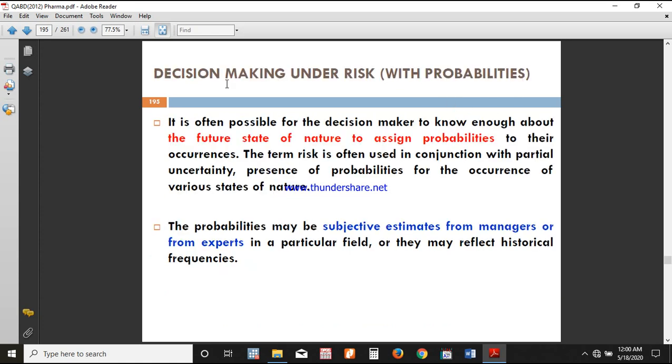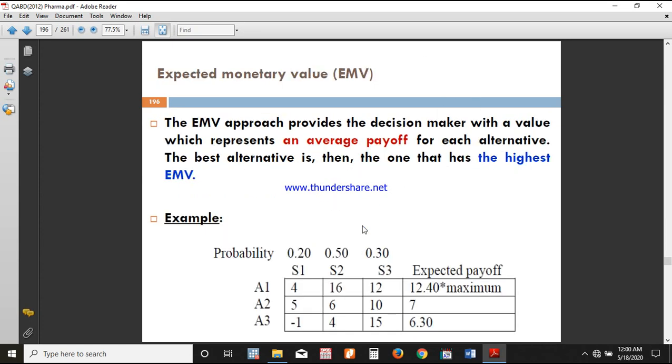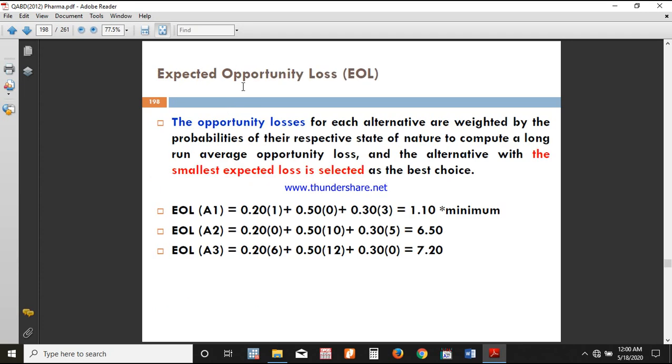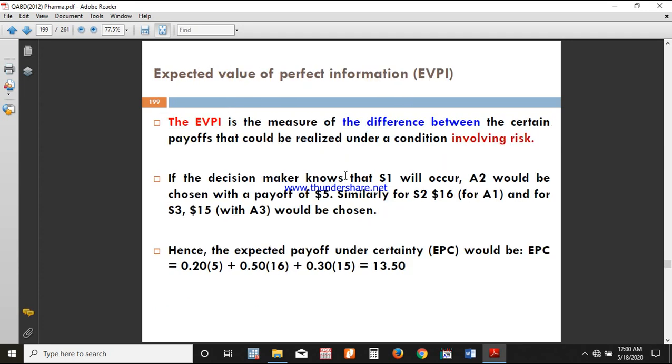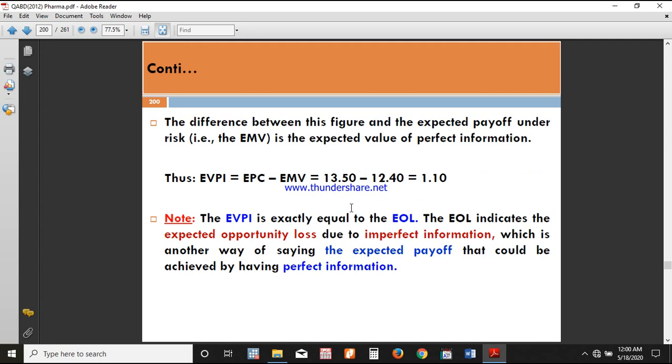Therefore, the other tool or criteria that we apply here in making a decision is under risk, or with probabilities. It is often possible for the decision maker to know enough about the future state of nature to assign probabilities to their occurrences. Therefore, here we should consider the term risk because a probability is given. There are different techniques available. The first one is the EMV, or expected monetary value. The other one is the EOL, the opportunity loss. And the last one is the EVPI.